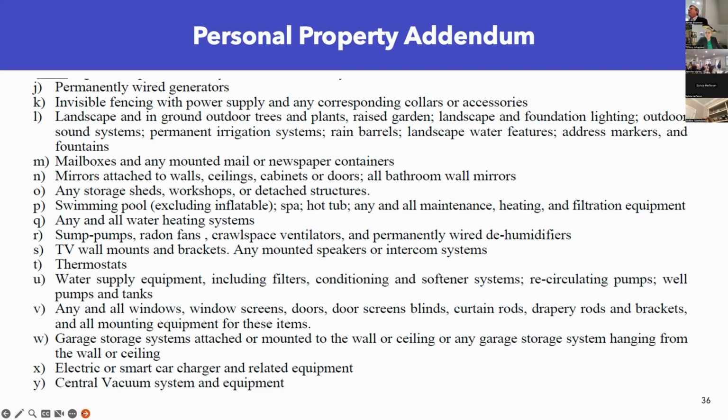Going back to the addendum, because we have this issue. There's a lot of bathrooms where their mirrors are hung like a picture. Yes, I've got one. Now, this is saying mirrors attached to walls, but it says all bathrooms. Is that separate? Or is that saying all bathroom wall mirrors that are attached? For safety's sake, I would read all as all.